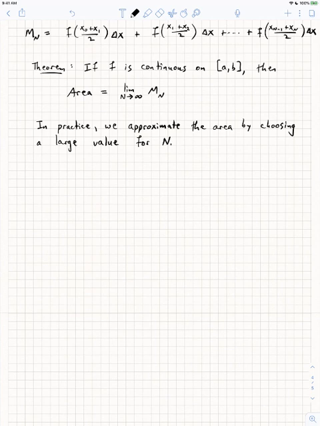So let's look at an example. For this example, we're going to choose one of the easiest functions, which is f of x equals x. So find the area under y equals x from x equals 0 to x equals 1.